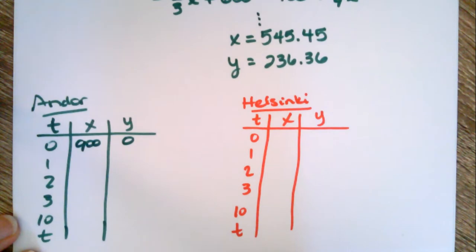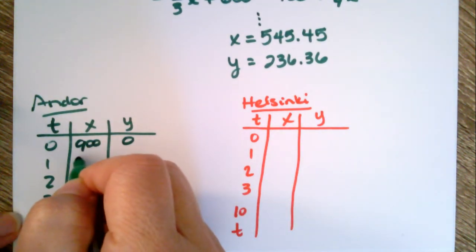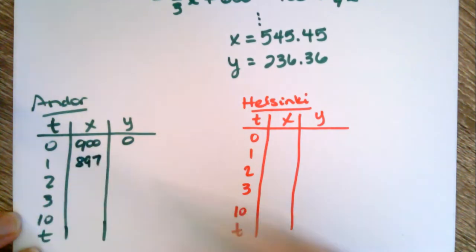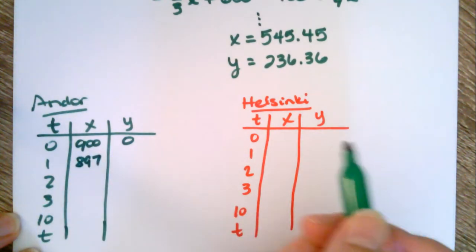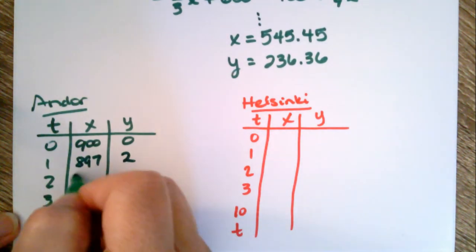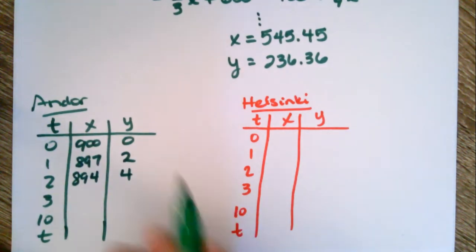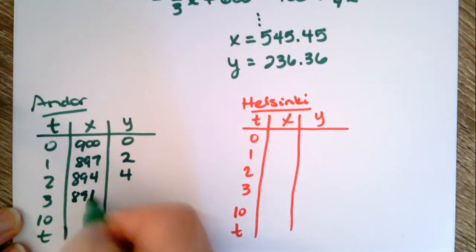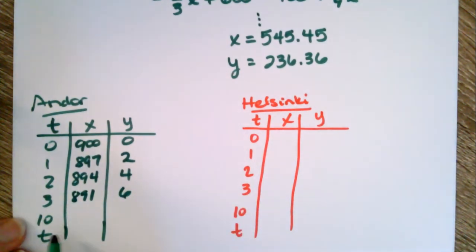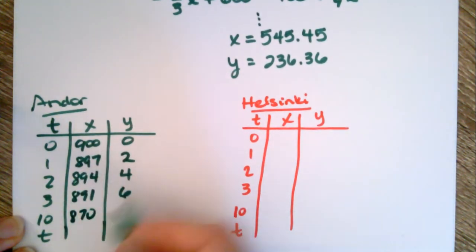After 1 minute, it moved to the west 3. So now we're at 897, and it moved 2 millimeters to the north. So we went up 2. After 2 minutes, we would be at 894, 4. After 3 minutes, 891, 6. After 10 minutes, we would be at 870, 20.